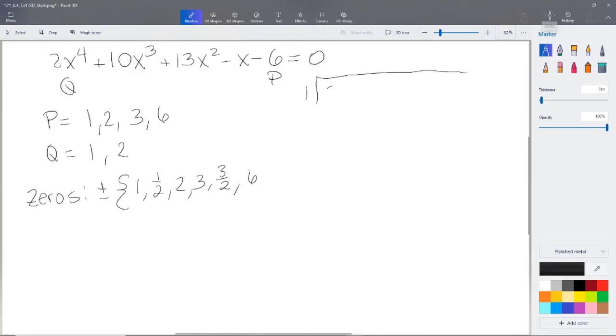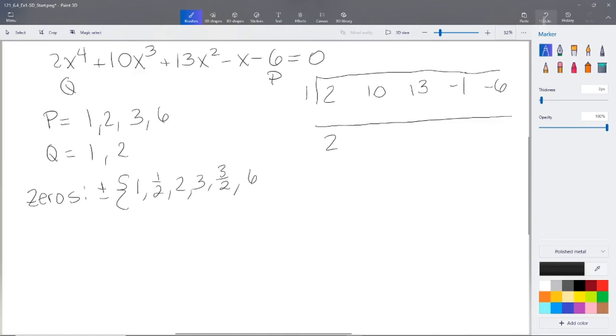We have 2x to the 4th. We have 10x cubed. We've got a 13x squared. We have a -1x. And then finally, we have also a -6. All right. It was 4th power, so we should have 5 numbers in the house. 1, 2, 3, 4, 5 numbers in the house. Looking great. We're ready to start. We draw our line, and we start dividing, right?